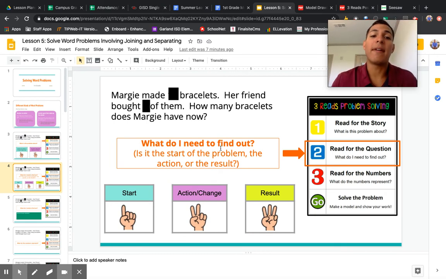So what do I need to find out? Is it the start of the problem, the action, or the result? What are we trying to find out? Which one of these? Right? Do we need to find out the start? No, right? We know it's telling us she made so many, it's going to give us this number, and then her friends bought blank of them, and then how many bracelets does she have now? So is it an action or change?